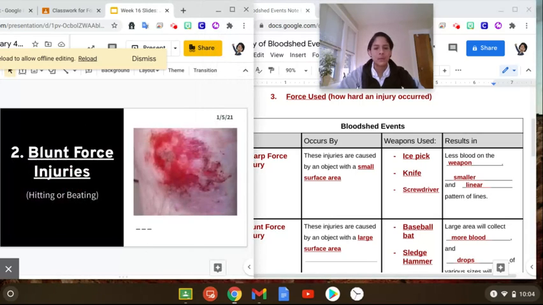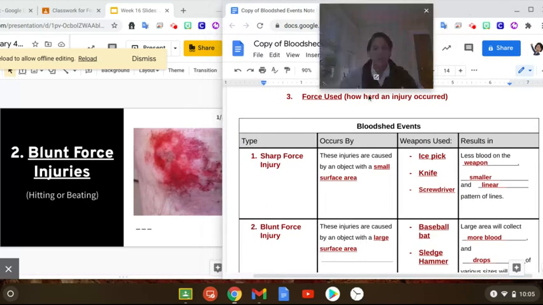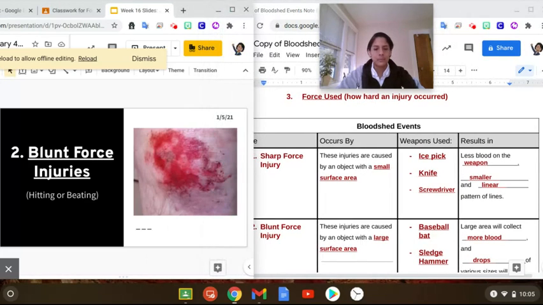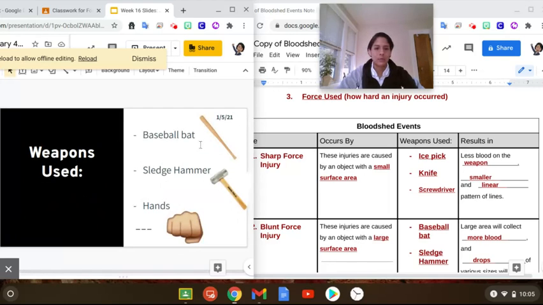Okay, so now let's move on to blunt force injury, which normally we think of as hitting or beating. That's number 2. These injuries are caused by an object with a large surface area, so normally flat and solid objects are what cause blunt force injuries. So we have things like baseball bats, sledgehammers, and hands.